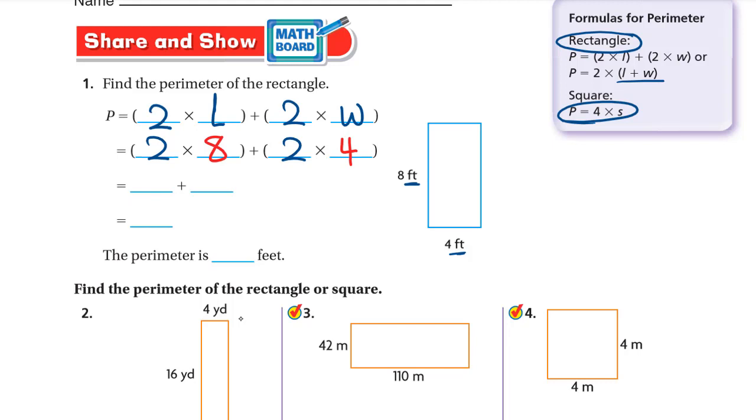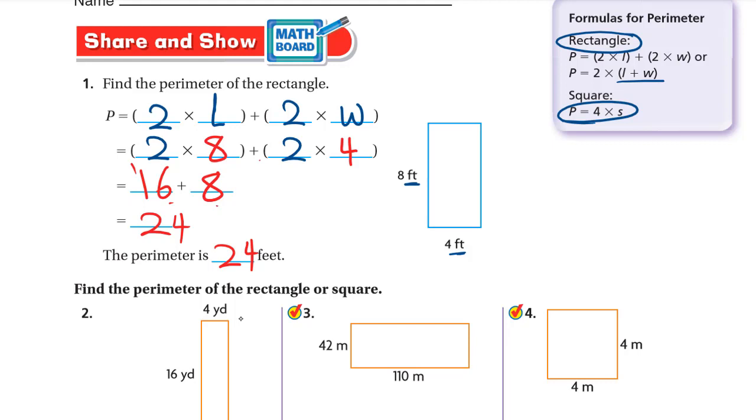Now 2 times 8 is 16, plus 2 times 4 is 8. Now 16 plus 8, 6 plus 8 is 14. I write 4 down, 1 up, 1 plus 1 is 2. So 24 feet. So again, I wrote the formula of the perimeter, P equal 2 times L plus 2 times W. And in the second step, instead of L and W, I wrote the length and width, 8 and 4. So 2 times 8 is 16, plus 2 times 4 is 8. 16 plus 8 is 24.